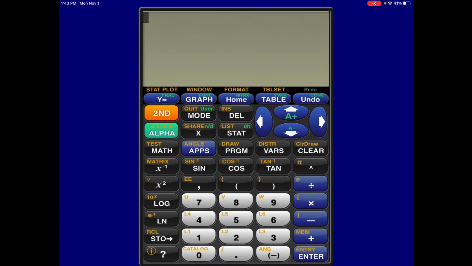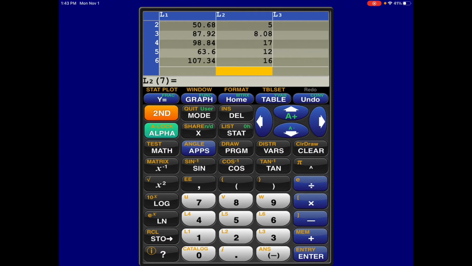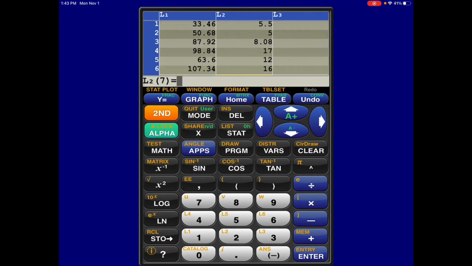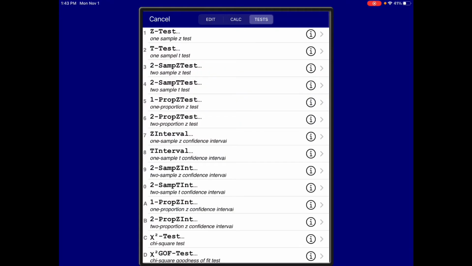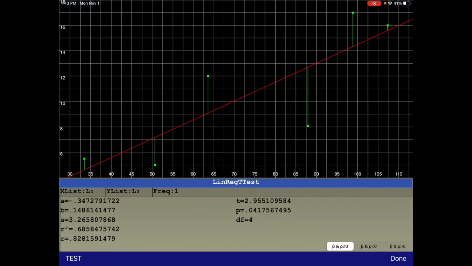On your graphing calculator, go to Stat, to Edit, and then enter in all the values for L1 and L2, with L1 being your bill amount and L2 being your tip amount. Once you have those all in, double check your numbers, then go to Stat, Test, go down to F, Lin Reg T Test. Make sure your X list is set to L1, Y list to L2, and frequency to 1. You should also have your alternative hypothesis set to not equals 0. From here, you get a lot of information. What we're interested in for this problem is our least squares regression line, and we need a and b in order to get that.